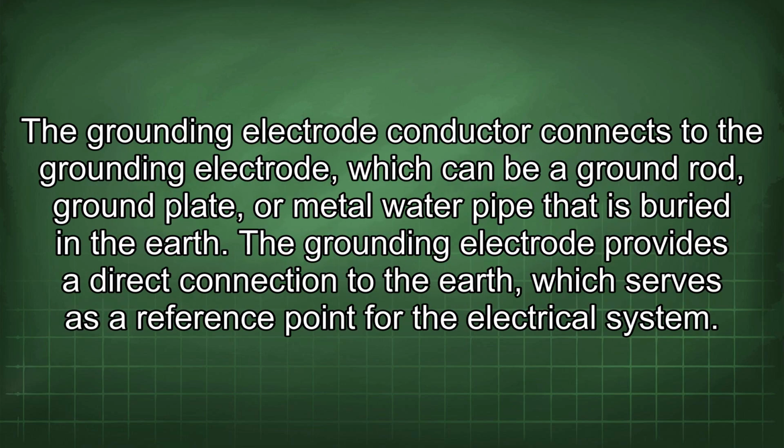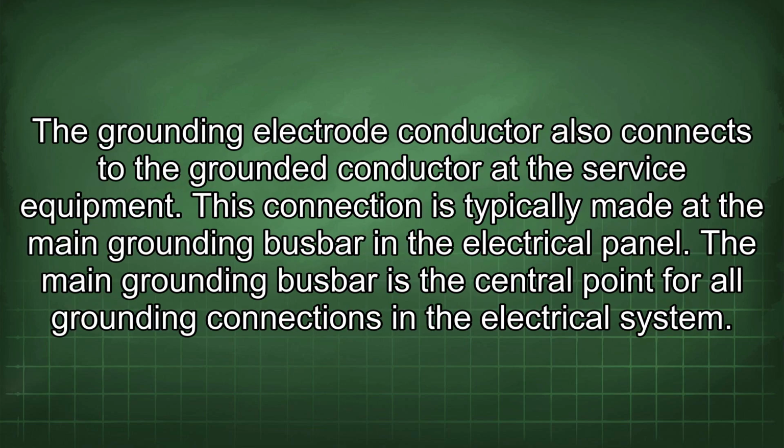The grounding electrode conductor connects to the grounding electrode, which can be a ground rod, ground plate, or metal water pipe that is buried in the earth. The grounding electrode provides a direct connection to the earth, which serves as a reference point for the electrical system. The grounding electrode conductor also connects to the grounded conductor at the service equipment. This connection is typically made at the main grounding busbar in the electrical panel. The main grounding busbar is the central point for all grounding connections in the electrical system.